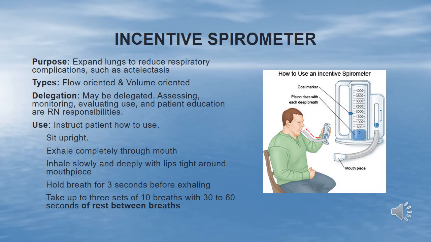One type, flow-oriented incentive spirometer, has 1 or more chambers with free-floating ball or balls. The patient is encouraged to keep the ball elevated for as long as possible to keep the lungs expanded. The other type of spirometer is volume-oriented. This type has bellows which inflate to a preset number to give the patient a visible goal to achieve.